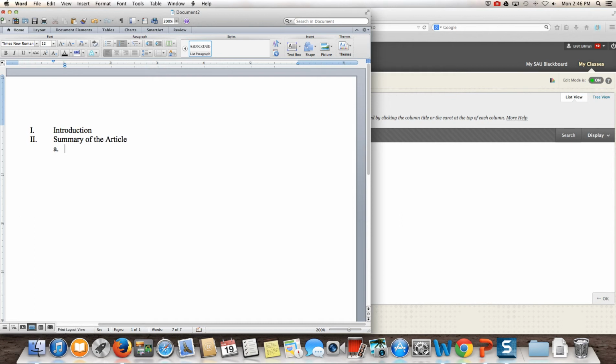With the summary of the article, you're probably going to include things like an explanation of the research questions, or what the researcher did. So what did they do? The second subpoint might be, is there any definition of terms that need to be defined? And then the last thing is going to be findings. So what did the researchers find?